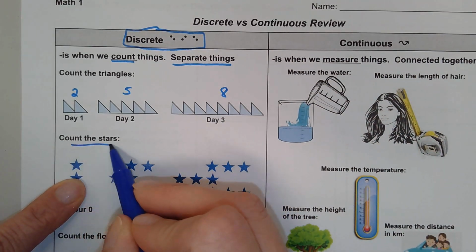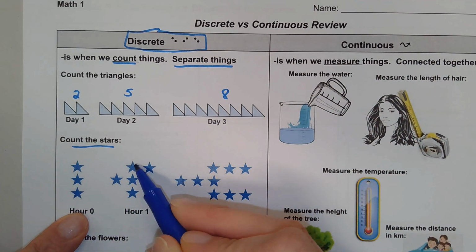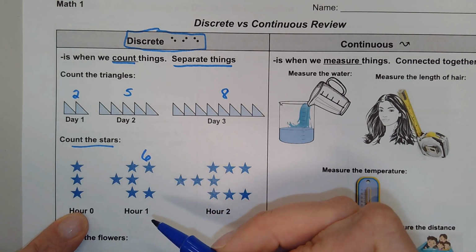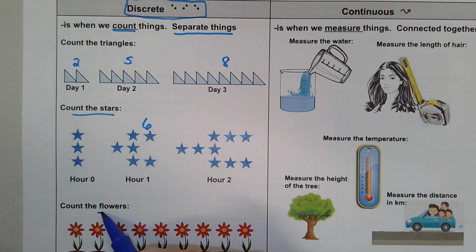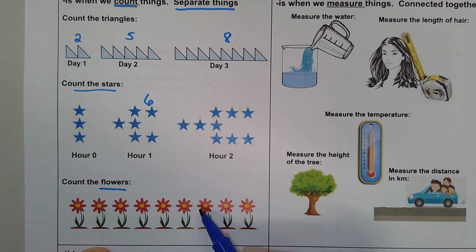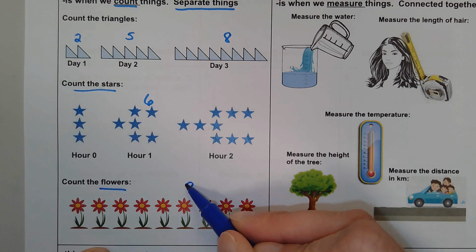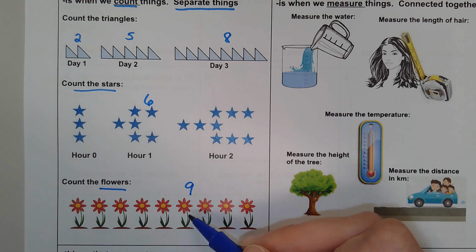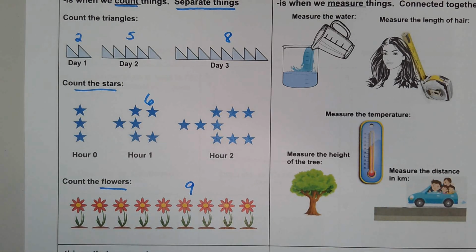We could count the stars. 1, 2, 3, 4, 5, 6. There are 6 stars. We can count the flowers. 1, 2, 3, 4, 5, 6, 7, 8, 9. There are 9 flowers. There's not half of a flower, it's a complete flower.